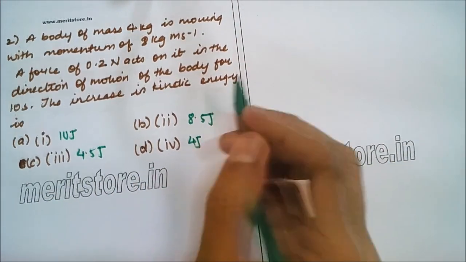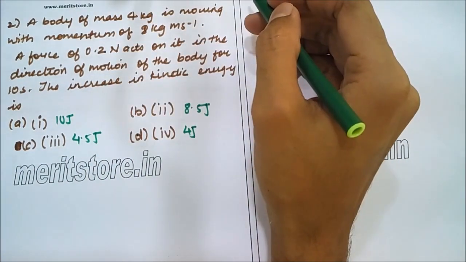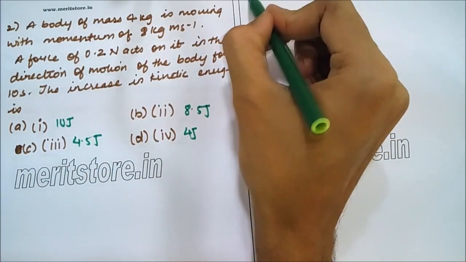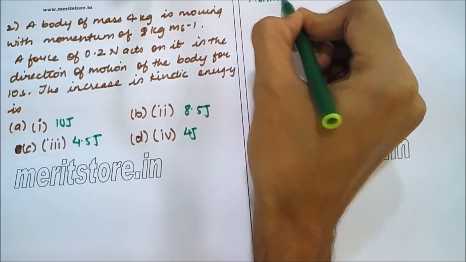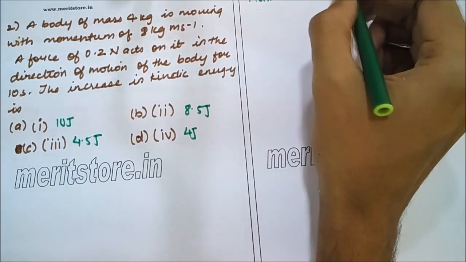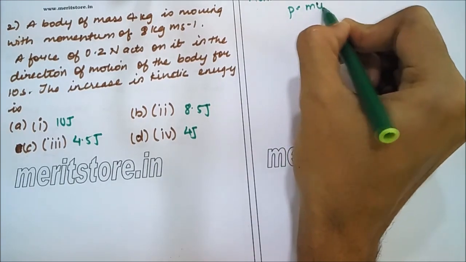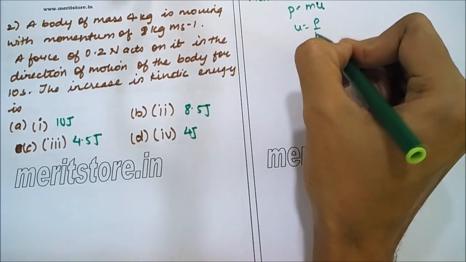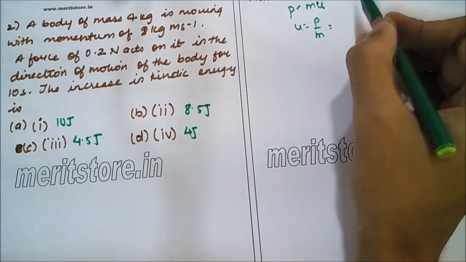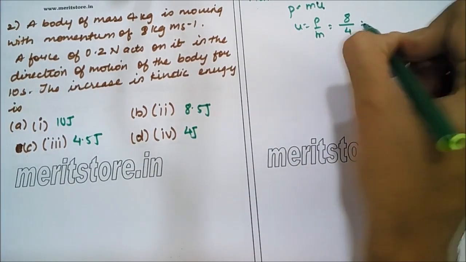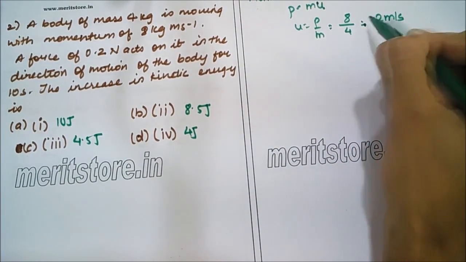Firstly we need to find the velocity of the body. Momentum is equal to mass into velocity. So p equals m into u. So u equals p upon m, where u is the initial velocity. Using this we have 8 upon 4, that will give you 2 meter per second as the initial velocity of the body.